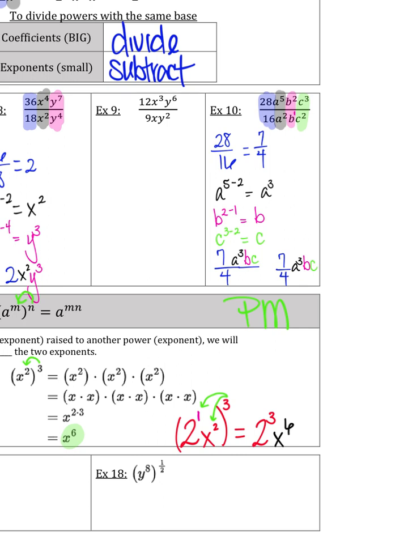But see, I can't leave it like this because this is an actual number. This number is 2 times 2 times 2. Well, 2 times 2 is 4, and 4 times 2 is 8. So my final answer would be 8 times x to the 6th power.